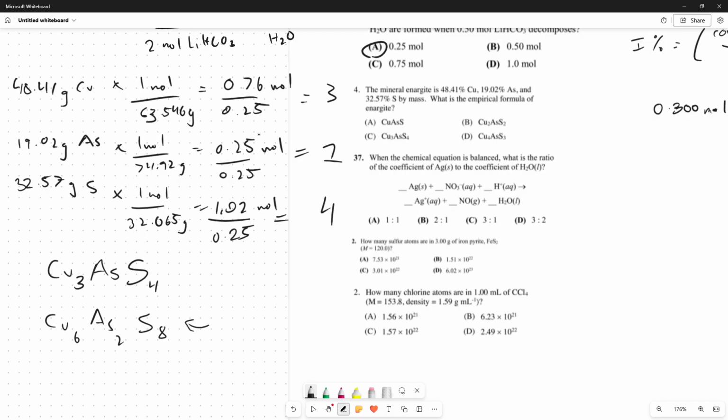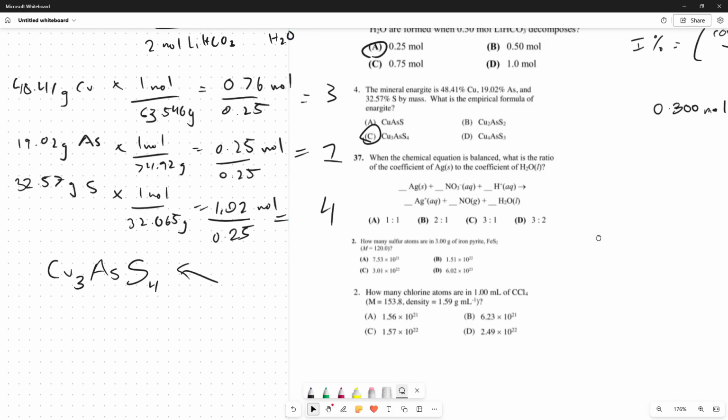This would be the true formula, or the molecular formula. To get the empirical formula, we would divide all this by 2. So then we would get Cu3, As, and S4. But since we already got to a point where if we divide this entire thing by 2, we'd get decimals in our atoms, and we don't want that, this is the most simplified formula, which is going to be the empirical formula. So just keep that in mind. So that means that C is going to be our answer.